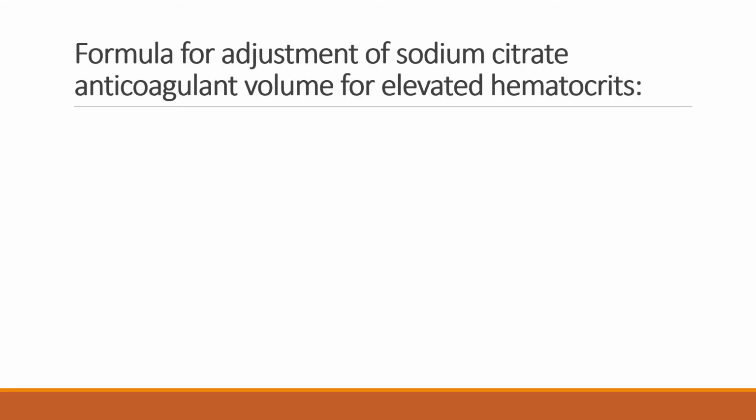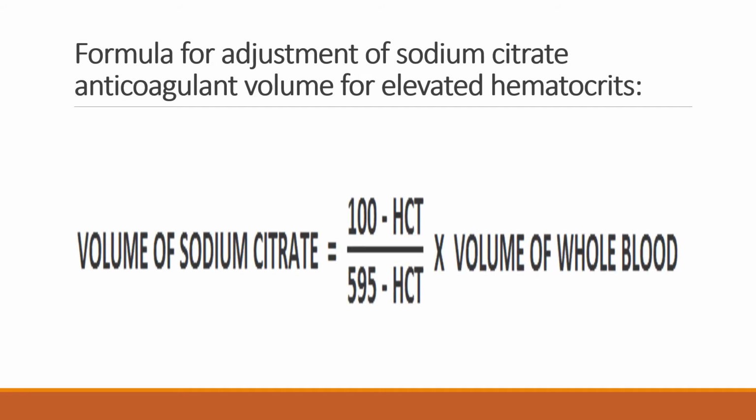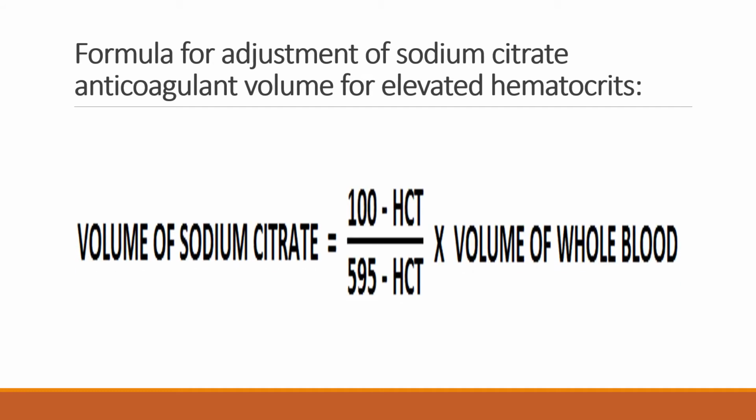We have here the formula for adjustment of the sodium citrate anticoagulant volume for elevated hematocrit. So these are hematocrits that are greater than or equal to 60%. The volume of sodium citrate that is needed is equal to 100 minus the hematocrit of the patient, divided by 595 minus the hematocrit of the patient. The answer of that would be multiplied to the volume of whole blood. So take note that the values of 100 and 595 are already constants in this equation.